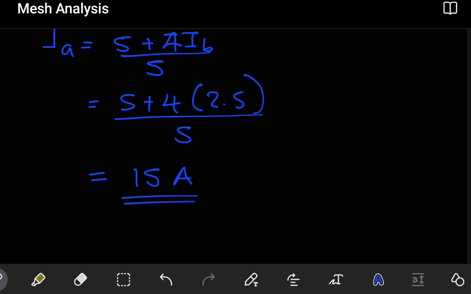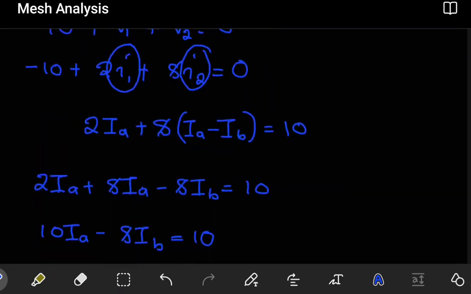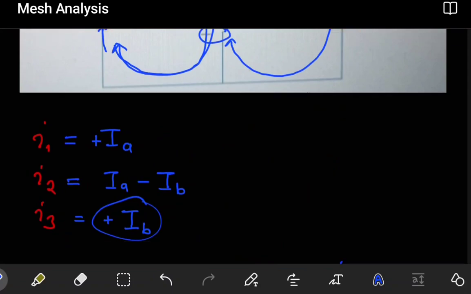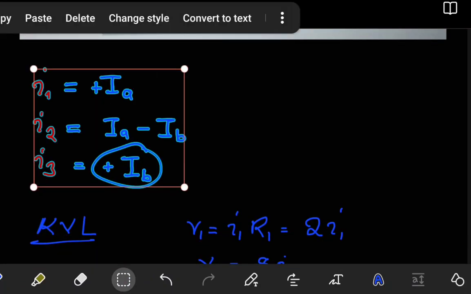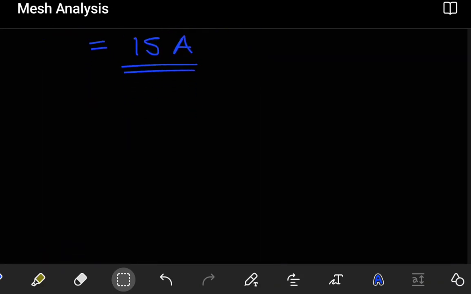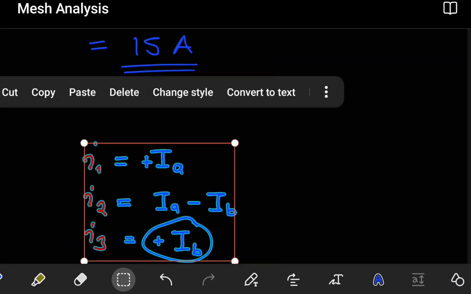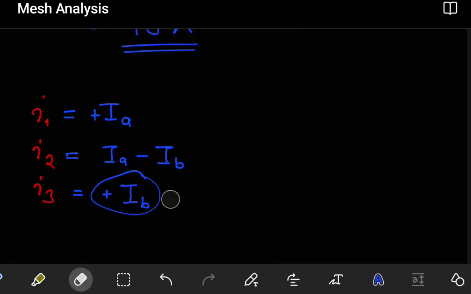If we wanted to find the individual currents and of course the voltages, we can then go back to these relations that we came up with. Sometimes questions will ask you to just find the mesh currents, meaning this would have been good enough. But since in this case we wanted to find the individual currents I1, I2, and I3, we can then bring them here. So we now know what the mesh currents are.